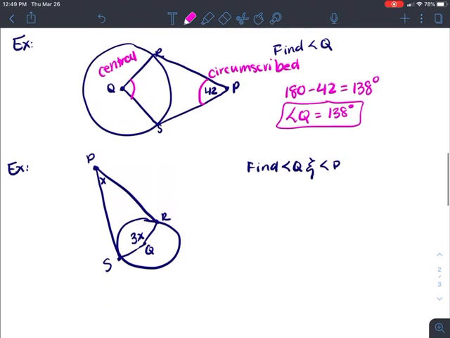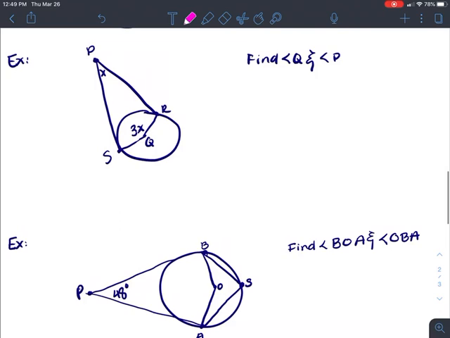We can also use the property of the circumscribed angle theorem to solve for x and solve for our angles. So I want you to pause this video and see if you can make an equation that will help us solve for angle P and angle Q.